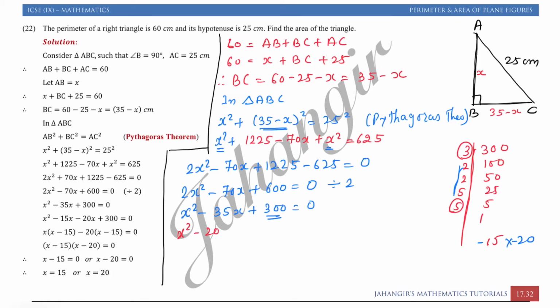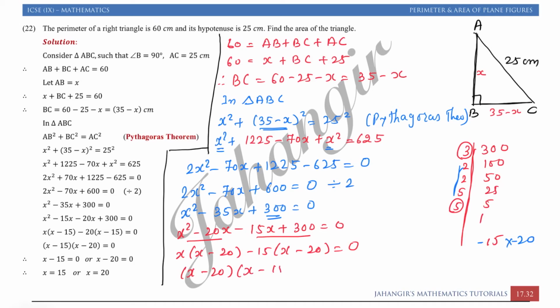x square minus 20x minus 15x plus 300, which is equal to 0. Taking x common, x minus 20, minus 15 common, x minus 20 is equal to 0. So we will get x minus 20 into x minus 15, that is equal to 0. So x is equal to 20 or x is equal to 15.